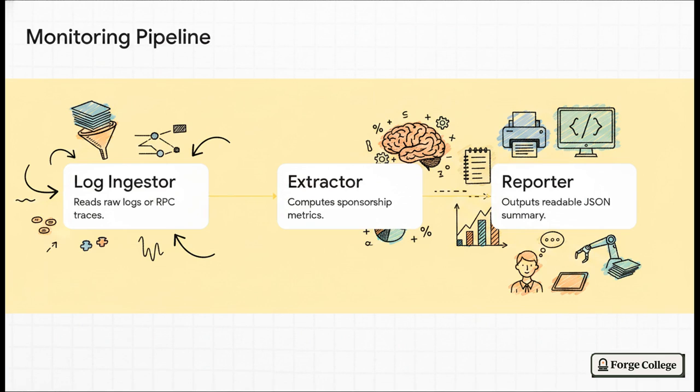First up, the log ingester. This reads the raw bundler logs or RPC traces. Second, the metric extractor. Think of this as the brain. It computes the sponsorship level metrics for each transaction. And third, the reporter, which neatly outputs summaries that both you and a machine can read. It's the whole shebang, but super lightweight.